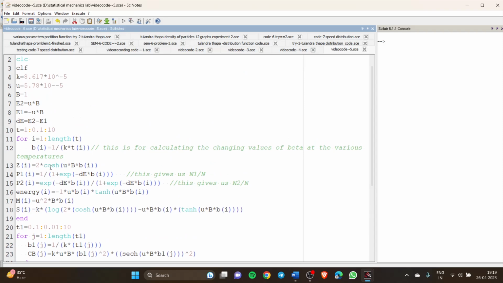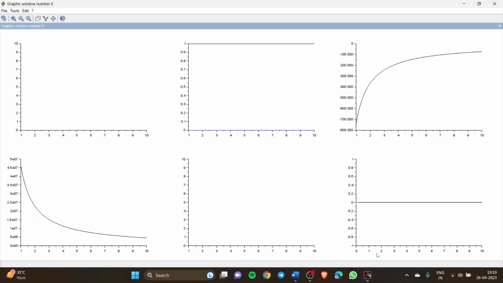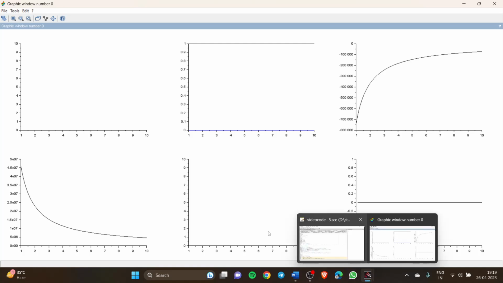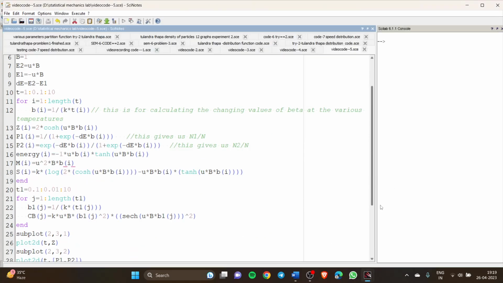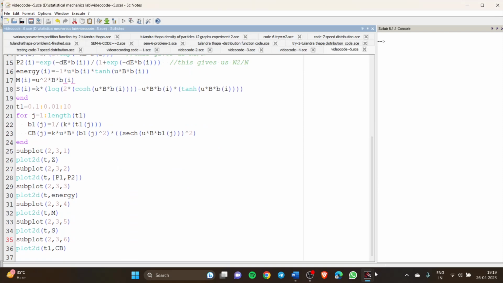Here it is, zi is equal to 2 cosh of nu b upon bi. It is correct, I suppose. Pi is equal to 1 upon 1 plus exponential. So let us see which graphs are coming correct and which are not. The first graph is not showing, and the second graph, what is this graph for? I forgot.